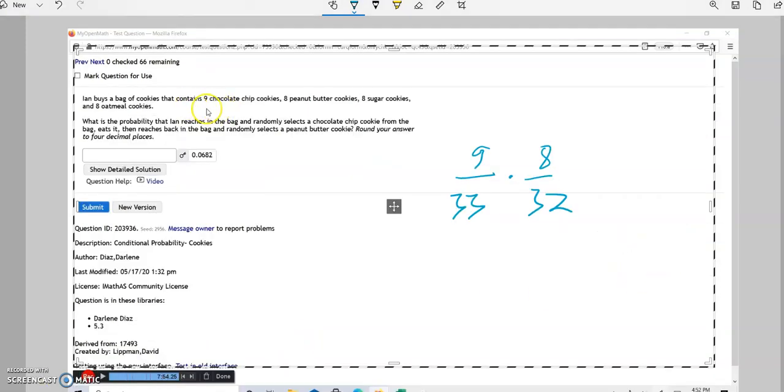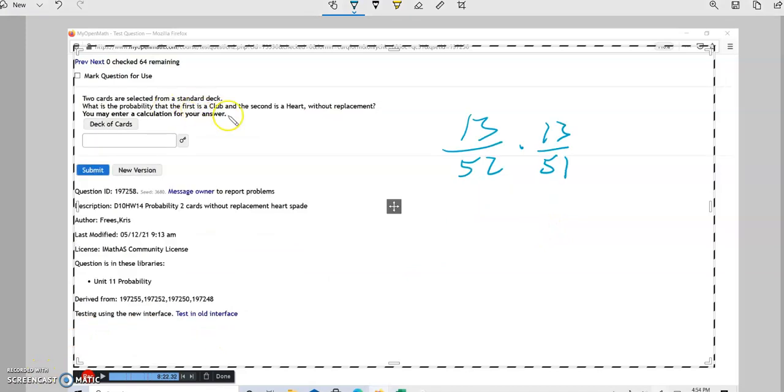Okay, I've got 9 chocolate, 8 peanut, 8 sugar, 8 oatmeal. Probability I go in and grab a chocolate chip is 9 out of 33. And then I eat it, which means there's 1 less chocolate chip in the bag and 1 less total in the bag. But now I'm going in, and what's the probability after that I reach a peanut butter cookie? Well, there's still all 8 peanut butter cookies left, but there's 1 less total. So you multiply that times 8 over 32.